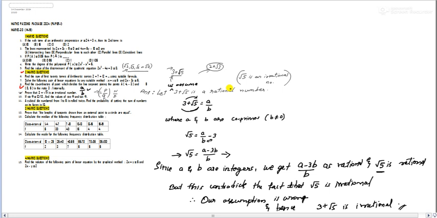Have you understood? So practice this question well.